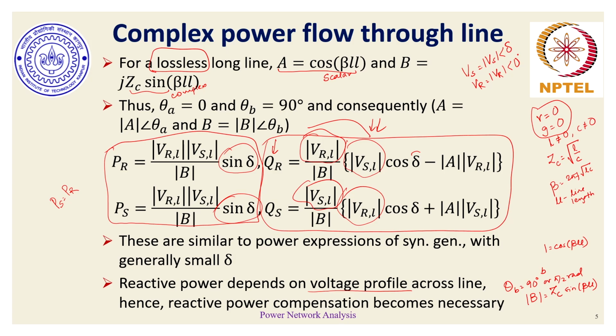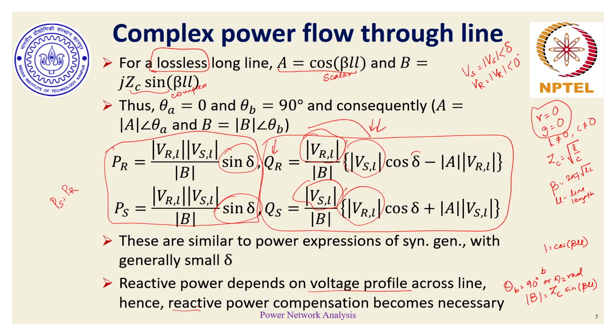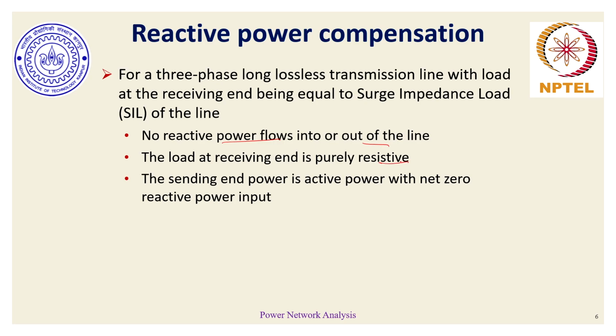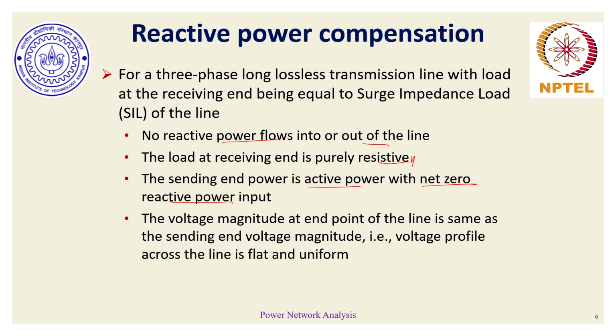And in order to maintain this voltage profile, as I mentioned, to minimize the real power losses, the corresponding compensation becomes necessary. So for a three-phase lossless transmission line loaded at surge impedance loading, there is no net reactive power flow into or out of the line. The load is perfectly resistive. Sending end power is active power with net zero reactive power input, because the reactive power output is also zero. The receiving end power is perfectly real power because the load is purely resistive. And the voltage magnitude at every point in the line is the same. The profile is perfectly flat.